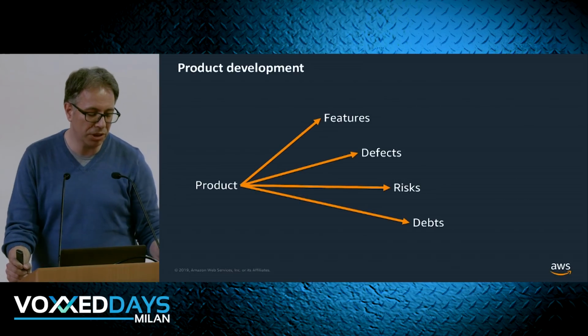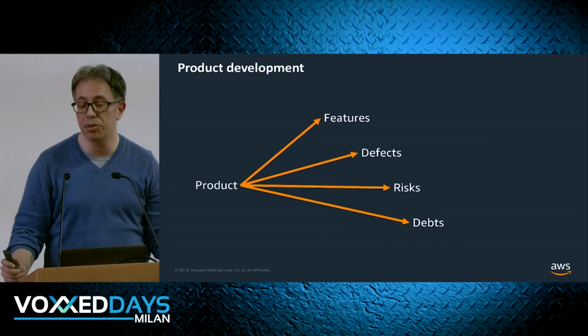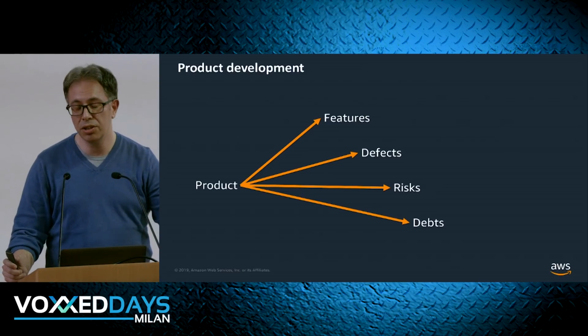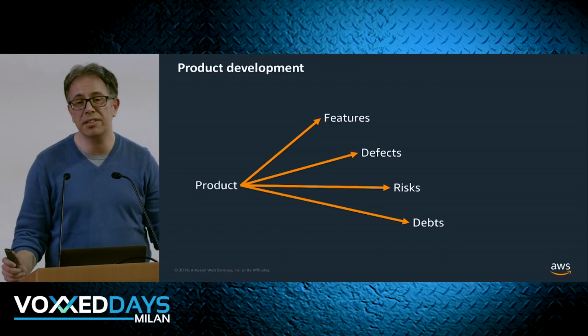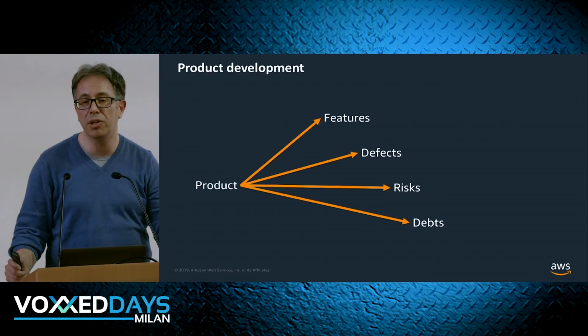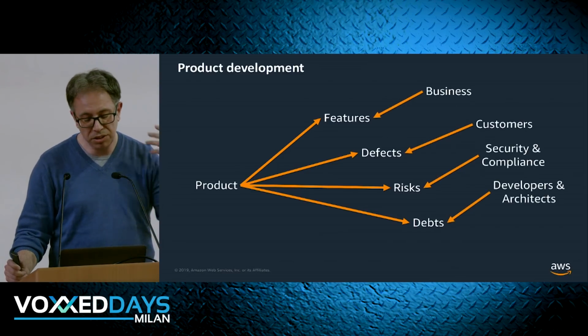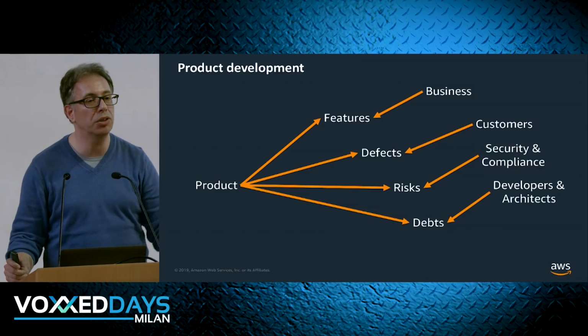And normally with product development, there are 4 main reasons why you want to do a change in your product. You want to add features, you want to solve some bugs or defects, you want to reduce some risk, like a security risk, or you want to reduce internal debts that you accumulate, like technical debts. And you get different feedback from different teams inside your company that tells you which one you need to do.